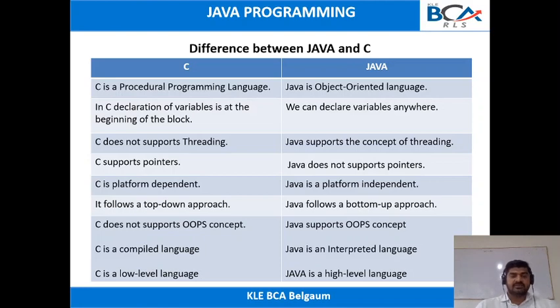The last difference is C is a low level language and Java is a high level language. C is a machine friendly language, or you can say C is close to assembly language, and C does not support any abstraction to the computer. That reason C is a low level language. Java is a programmer friendly programming language. Java supports abstraction. You have the abstraction concept in Java. That's the reason you can say that Java is a high level programming language. So these are some of the differences between Java and C.